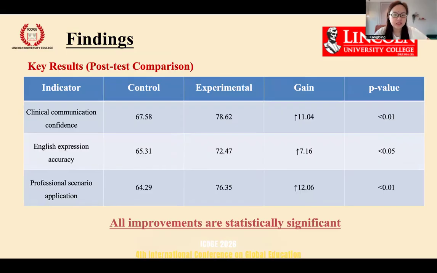So as you can see, these are my findings after 12 weeks, where I compared the post-test scores between the two groups. The results were very encouraging, and the difference is statistically highly significant. Apparently, the AI-enhanced model worked. Students in the experimental group performed significantly better across all three measures.